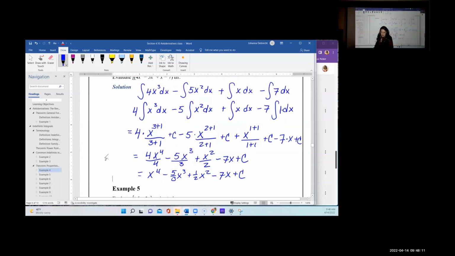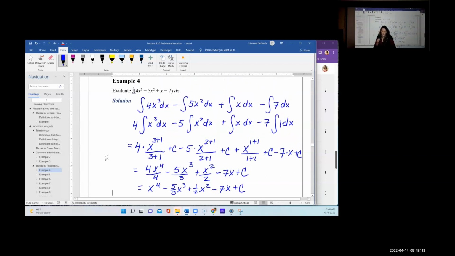If you want to check your work, all you have to do is take the derivative of the antiderivative and see if it gives you the integrand. So the derivative of x to the 4th is 4x cubed. The derivative of negative 5/3 x cubed, the 3 comes to the front and cancels. So I get negative 5x squared.